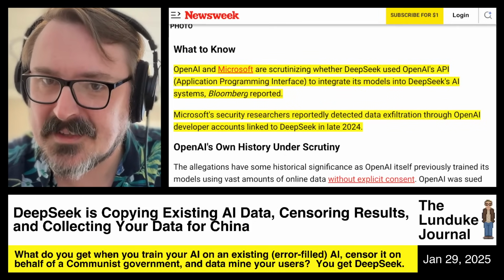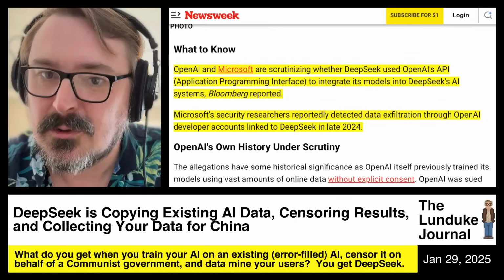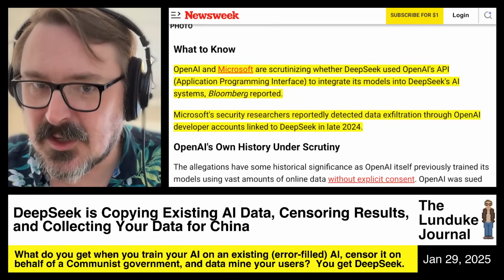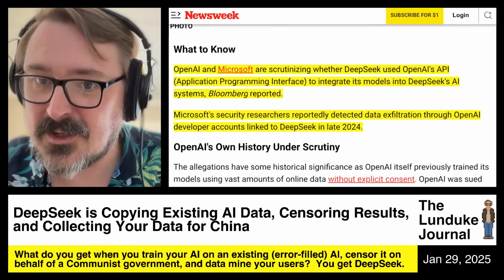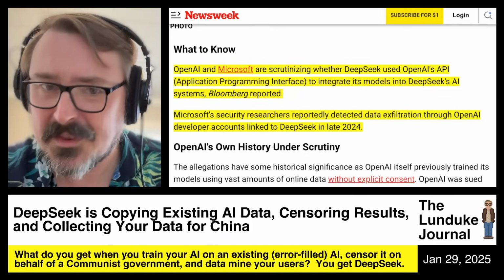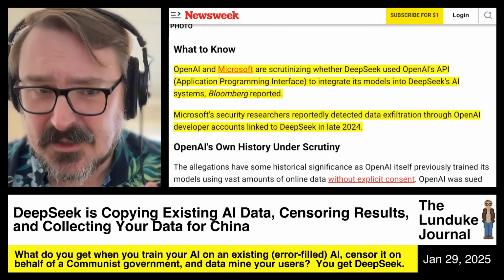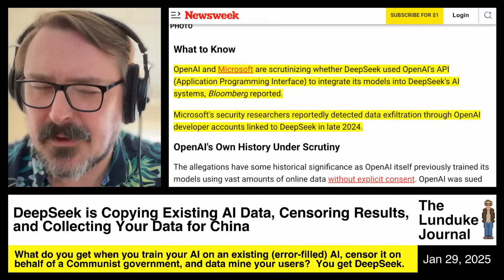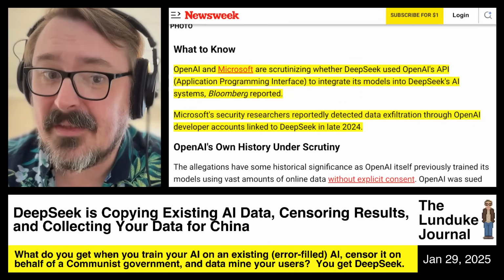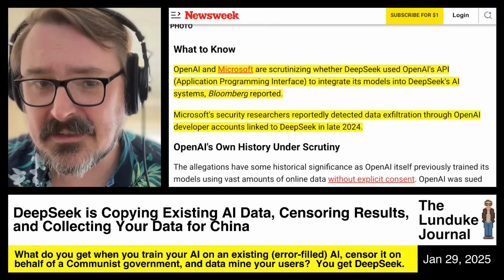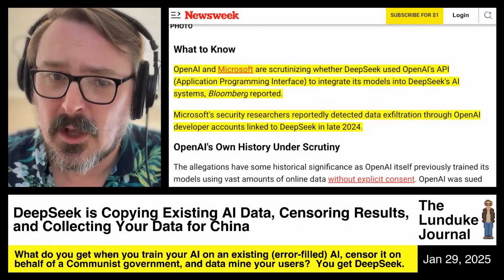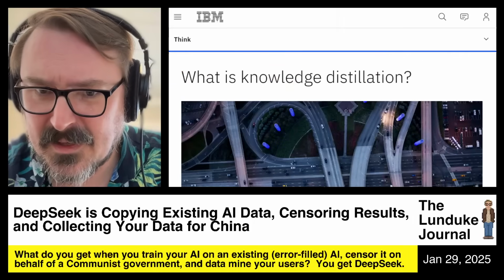OpenAI and Microsoft are scrutinizing whether DeepSeek used OpenAI's API to integrate its models into DeepSeek's AI systems, according to Bloomberg. Microsoft's security researchers reportedly detected data exfiltration through OpenAI developer accounts linked to DeepSeek in late 2024. They're looking at roughly December. Now, what this basically means is developers from DeepSeek, a company with a few hundred employees, got a developer account at OpenAI and then used the APIs to slurp as much of their OpenAI data as possible, in what appeared to be an effort to essentially replicate it. It's called distillation.